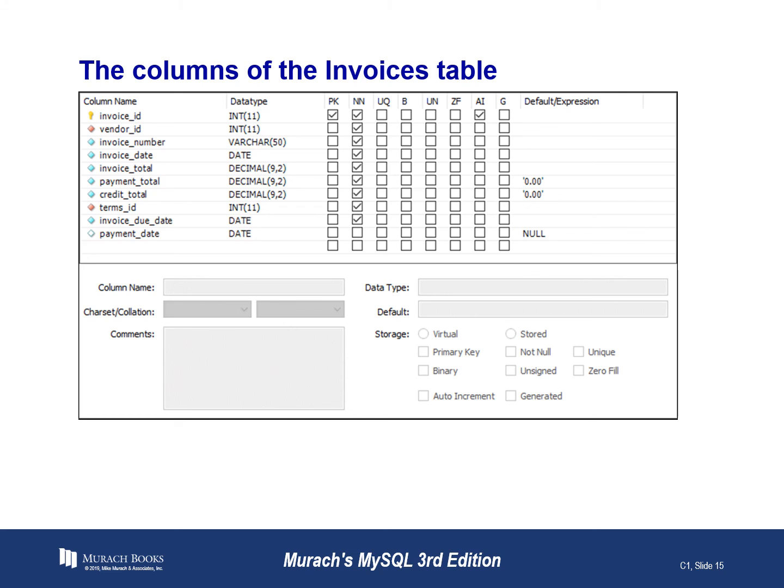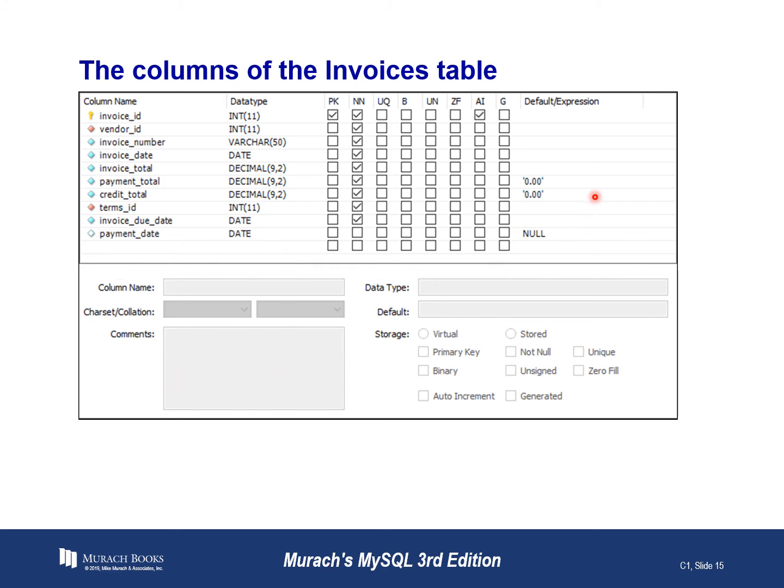If you don't allow null values for a column, you must provide a value for that column when you store a new row in the table. Now that all these columns are not null, whenever we enter a new row, we must provide these values. The only optional one is the payment date. You can also assign a default value to each column.